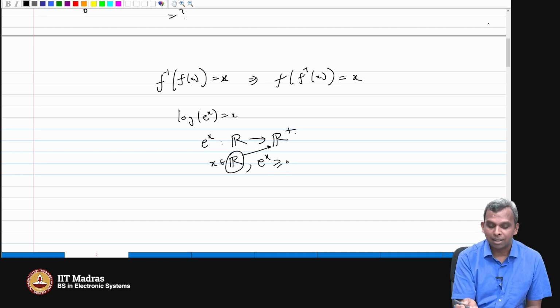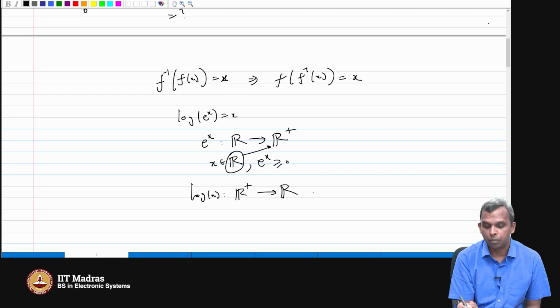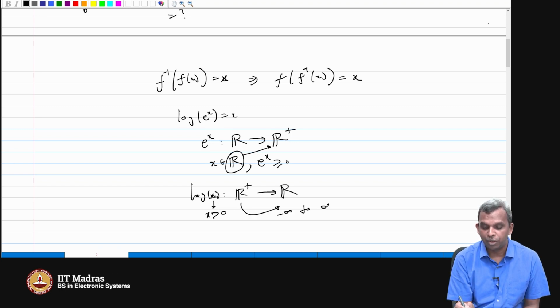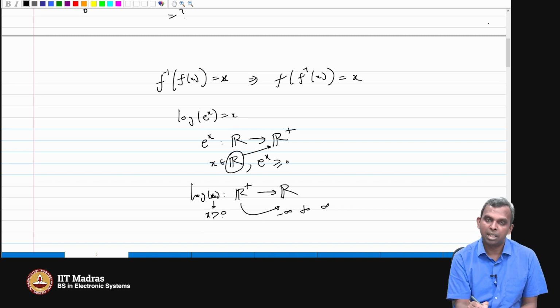Now log has a very interesting property, right? Log of x will take the positive real line to the real line. Because x has to be greater than 0 for log of x to be defined, the domain is R plus, and the output can go from minus infinity to infinity. Log of x with x close to 0 is minus infinity, and x being very positive gives infinity, so it takes you all the way through.